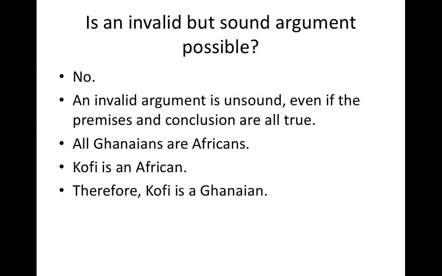All Ghanaians are Africans, that is true. Kofi is an African, that's true. Therefore, Kofi is a Ghanaian, that's true. But what about the validity? The argument is true, but validly speaking, Kofi is an African. That affirms the consequent. So it's a fallacy of modus tollens. So a fallacy of modus tollens is an invalid argument, and it cannot be sound.